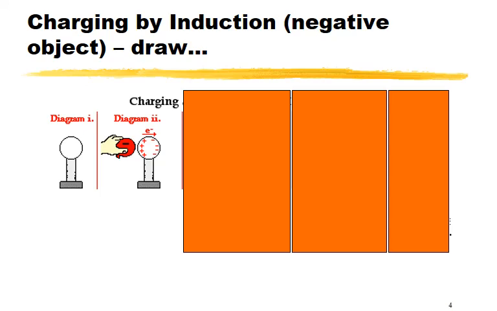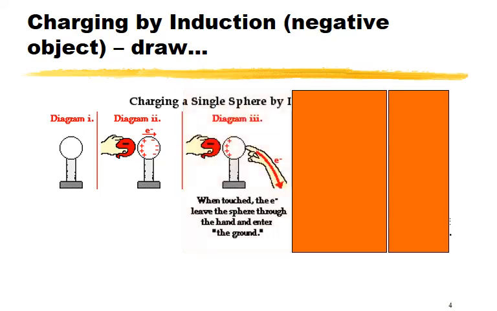Now, induction is where we ground the object, and grounding means that you provide a pathway for an infinite number of electrons to come on or go off. In this case, we see someone touching the sphere, representing a pool of electrons that can either come on or go off. In this case, because we have a balloon that's getting close to this sphere, those electrons are going to have a path to run away. So the electrons run away.